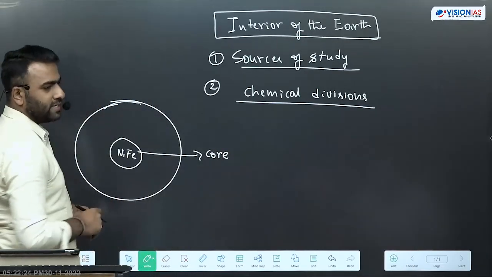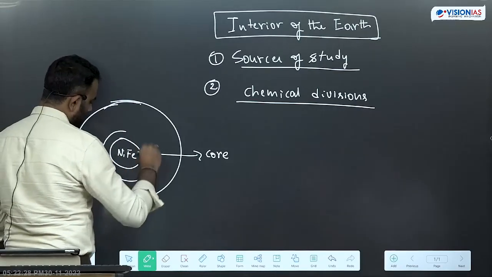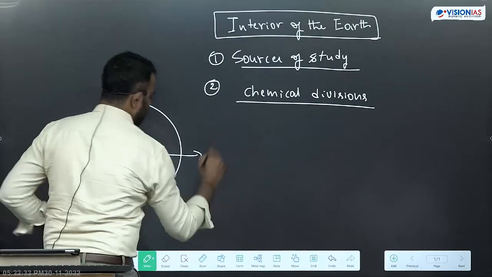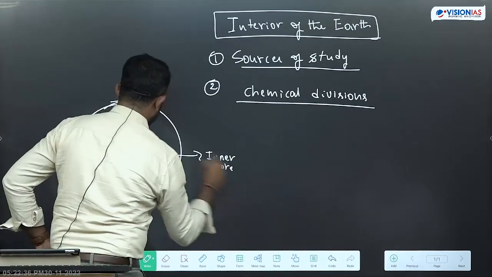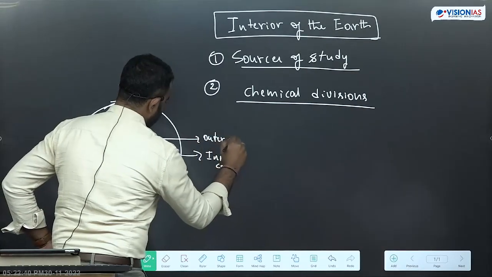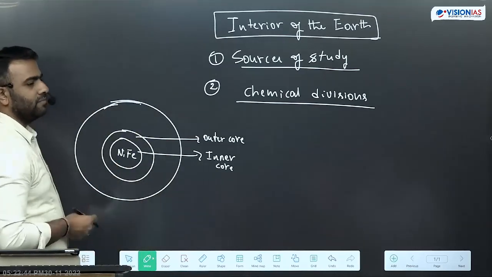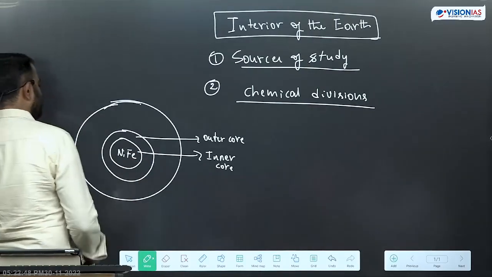Now the core has two parts. One is the inner core. Another one is the outer core. It is divided into two parts, but both are made up of heavier elements like nickel and iron. So that's why both are called core only.